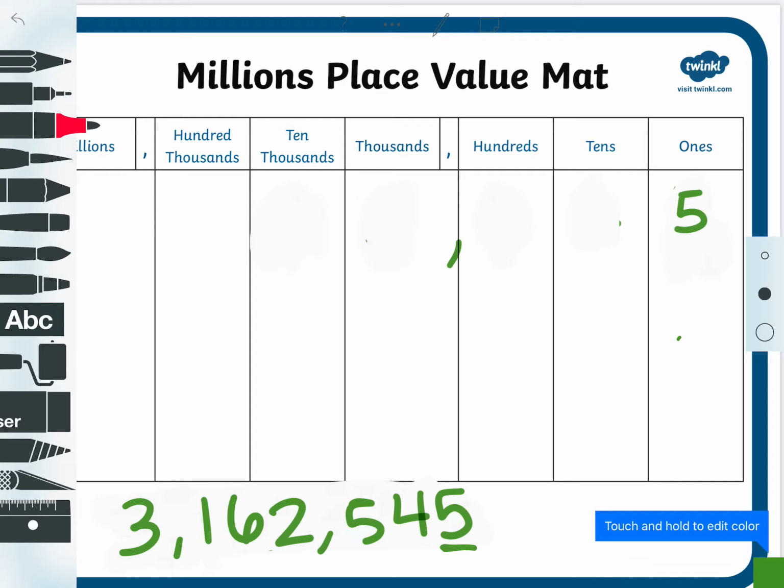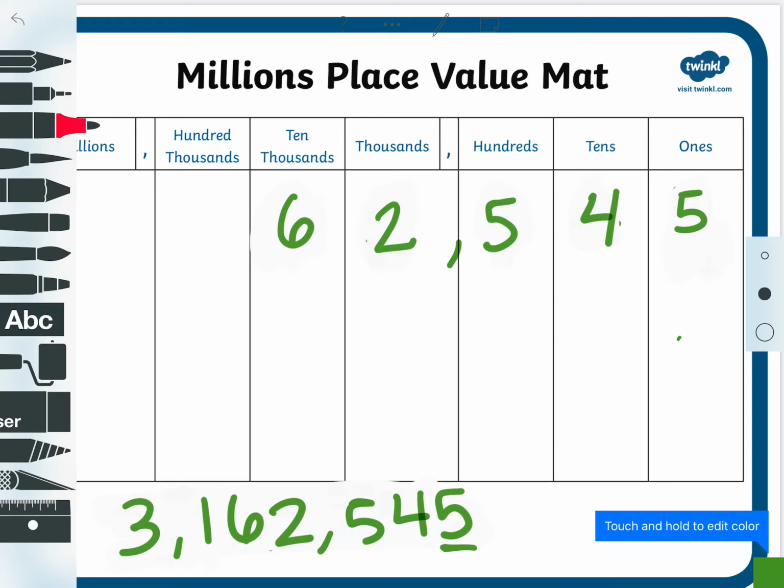Next number is 4. What place value is the 4 in? If you said tens, you are correct. Our next number is 5. What place value is the 5 in? If you said hundreds, you are correct. Now let's take a look at 2. What place value is the 2 in? If you said thousands, you are correct. Let's take a look at 6. What place value is 6 in? If you said 10,000s, you are correct.